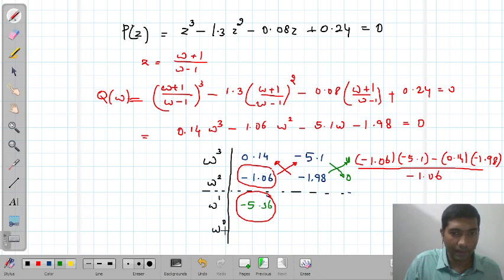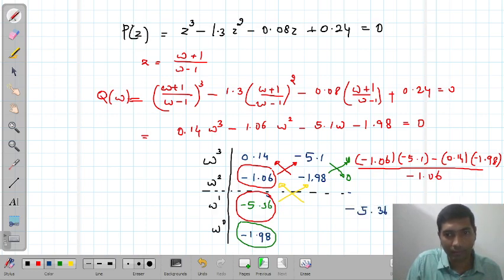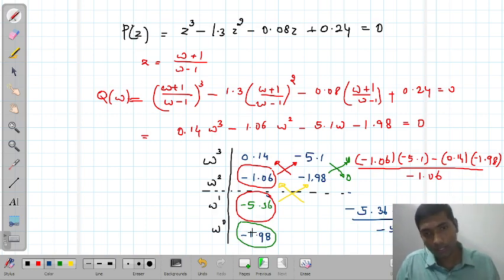Now how do we get the value of the fourth row first column? It is obtained by multiplying this into this, minus this into this, divided by this, which is minus 5.36 into minus 1.98 divided by minus 5.36, which is minus 1.98. This is how you construct the Routh's array.